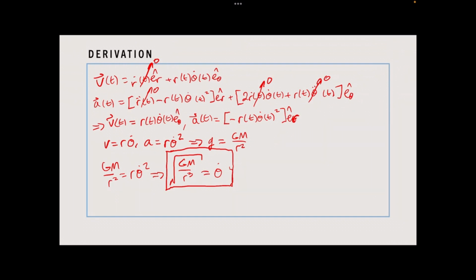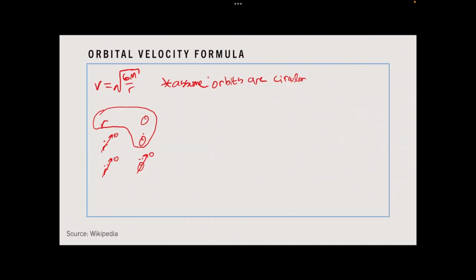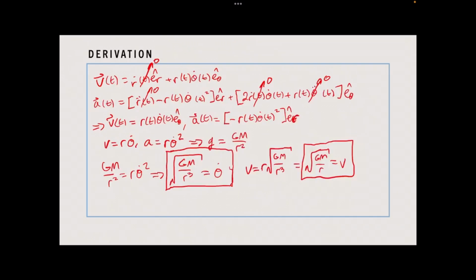So what we have now is v equals r times the square root of GM over r cubed. That r turns into an r squared when we put it inside the square root, which cancels out with the r cubed on the bottom, leaving just a singular r down there, which means this is going to be the square root of GM over r equals v. And what do you know? That's our orbital velocity.